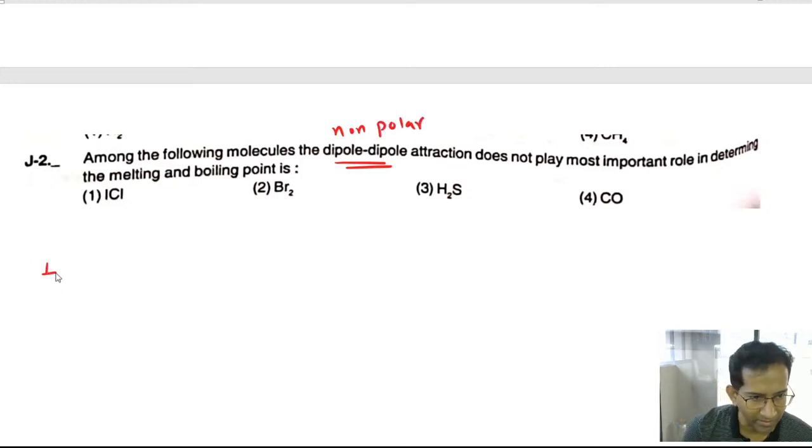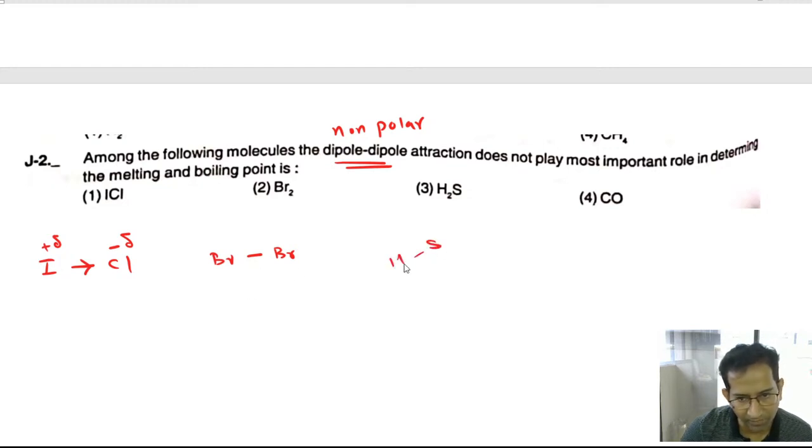ICl. Now, electronegativity of chlorine is more, so the bonding electron pair is attracted more towards chlorine, making chlorine delta minus and iodine delta plus. So it is polar. Br2, this is non-polar, check it. Why? Because both the atoms are bromine, so the bonding electron pair will not be attracted to either of the bromine atoms. So both bromine atoms will not carry charge, so this is non-polar.